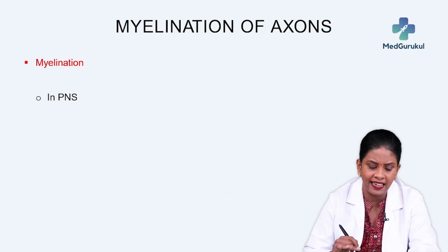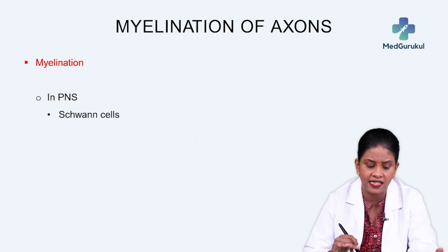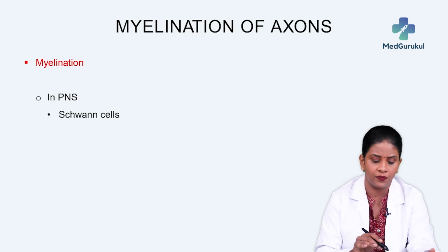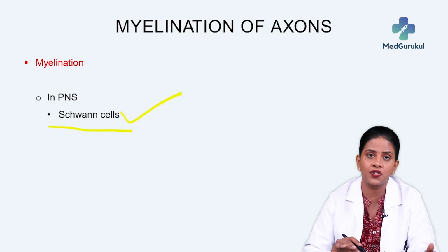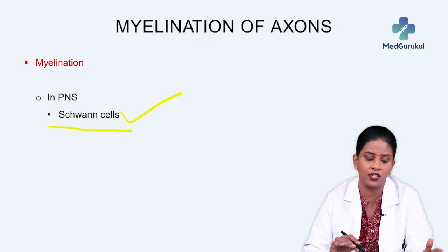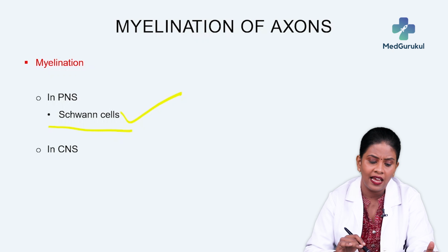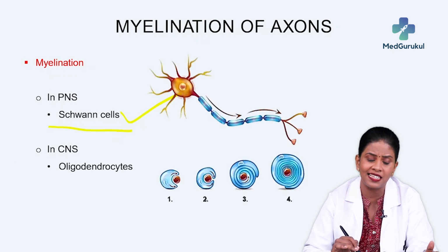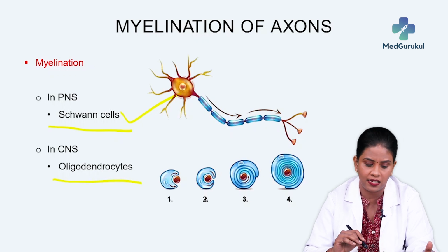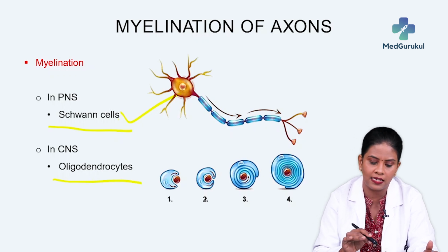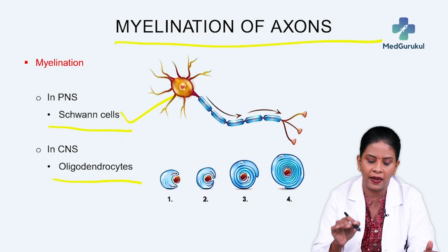So, this myelination in the peripheral nervous system is done by which cell? The cell known as Schwann cells. These are the cells responsible for the myelination in the peripheral nervous system. In the central nervous system, which cell does this myelination? The oligodendrocytes. So, these are the two cells responsible for this myelination.